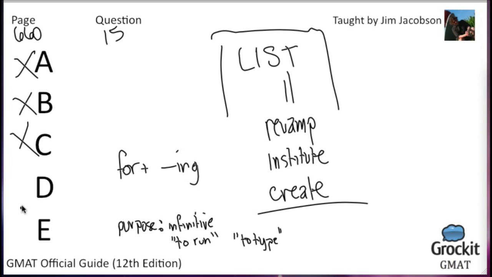So choice D has for taking, which is not good. Choice E has the infinitive and is correct.